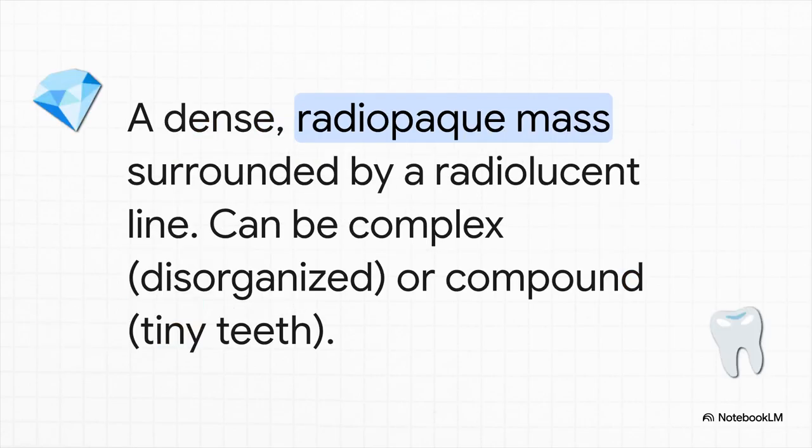Okay, next case file, the odontoma. This thing is a dense, very bright white, radiopaque mass. Now, if it just looks like a jumbled mess of tooth stuff, we call that a complex odontoma. But if you can actually see little tiny tooth-like structures inside of it, that's a compound odontoma. And pretty much both types are usually wrapped in this thin, dark, radiolucent line.